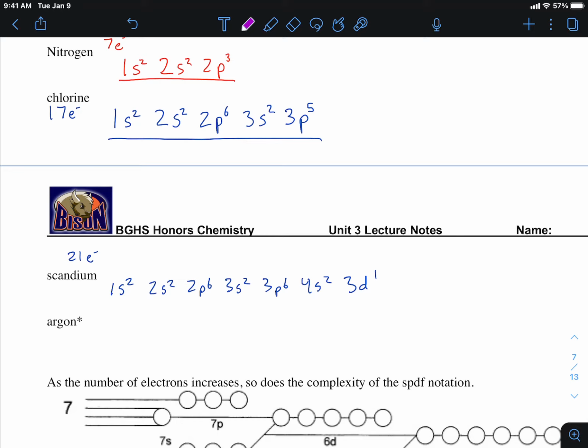All right, so I'm going to go ahead with argon. Argon has 18 electrons. 1s2, 2s2, 2p6, 3s2, 3p6. So that's 2, 4, 10, 12, 18. And we're done. So that is how we write SPDF notation.